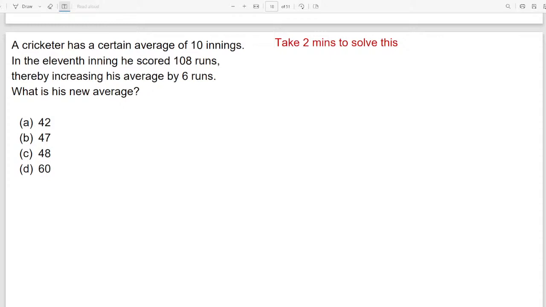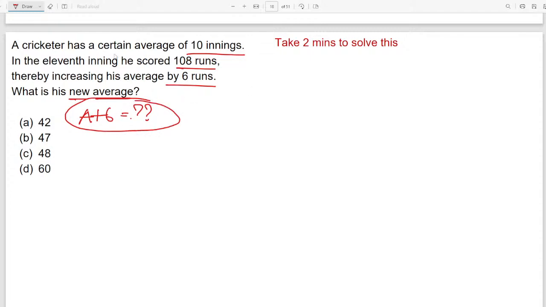It's time for this question. They're saying that a cricketer has a certain average over 10 innings, and in the 11th inning he scored 108 runs, thereby increasing his average by 6 runs. What is the new average? Let the old average be A and the new average is A plus 6. They're asking what is A plus 6, not A. So please be very careful with this.